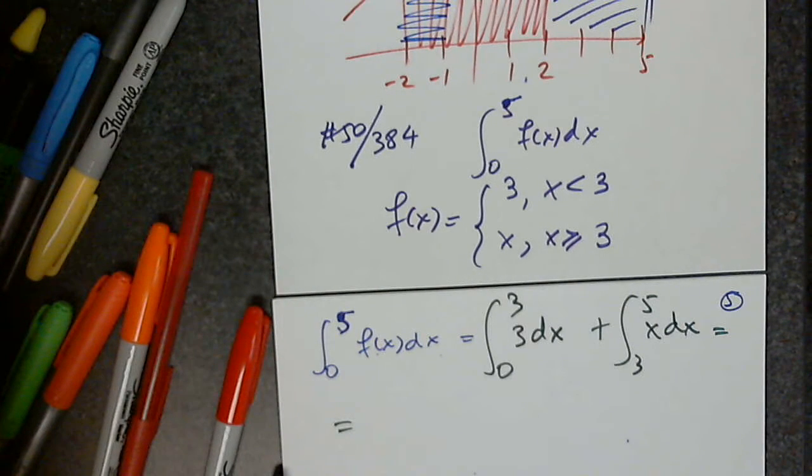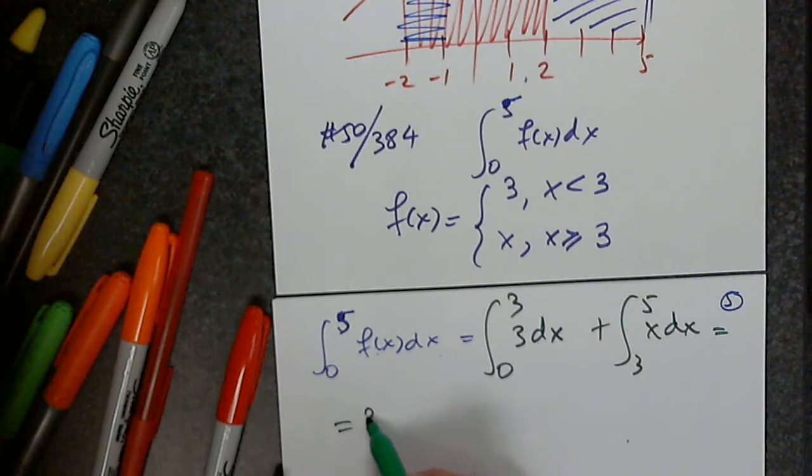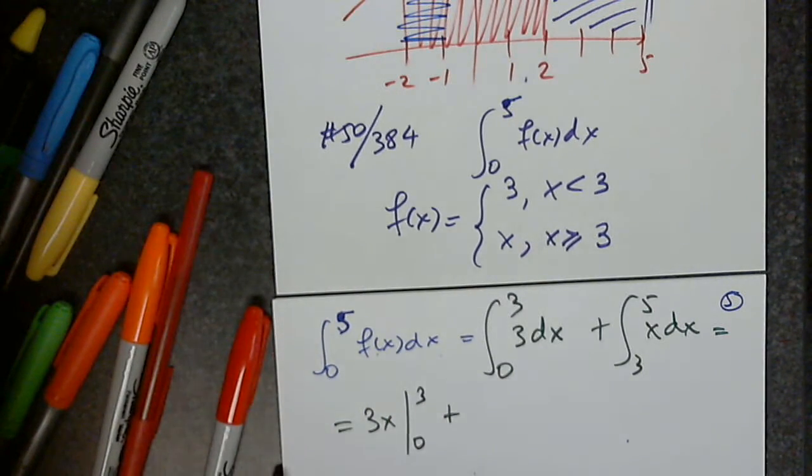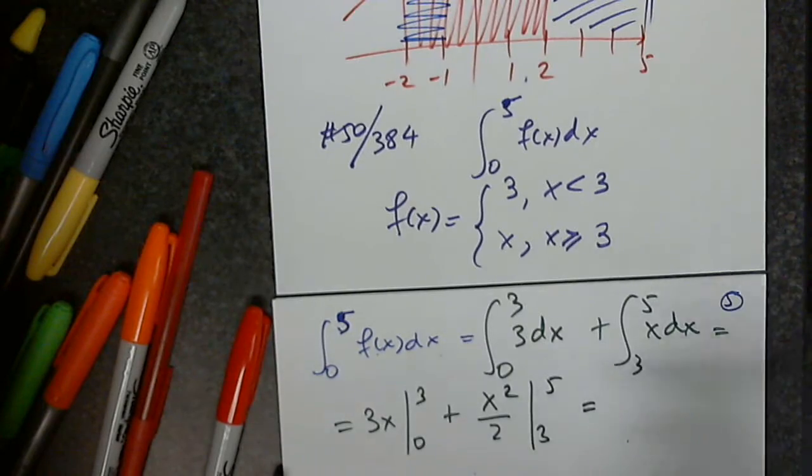How do I determine the integral from 0 to 3 of 3? What is the antiderivative of 3? What function prime is 3? 3x. 3x, from 0 to 3. Plus, what function prime is x? x squared over 2, from 3 to 5.